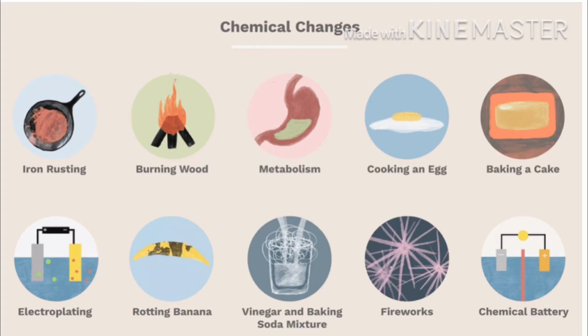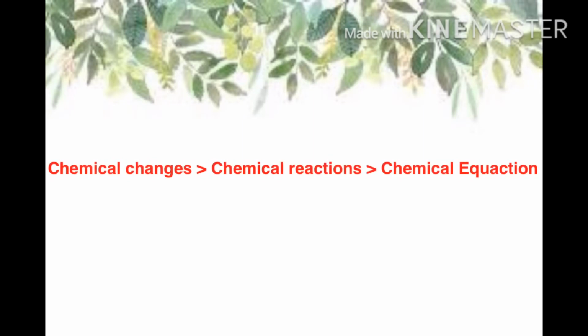In chemical changes, chemical reactions take place, and these chemical reactions are represented by chemical equations. So we will read about chemical equations in this chapter.